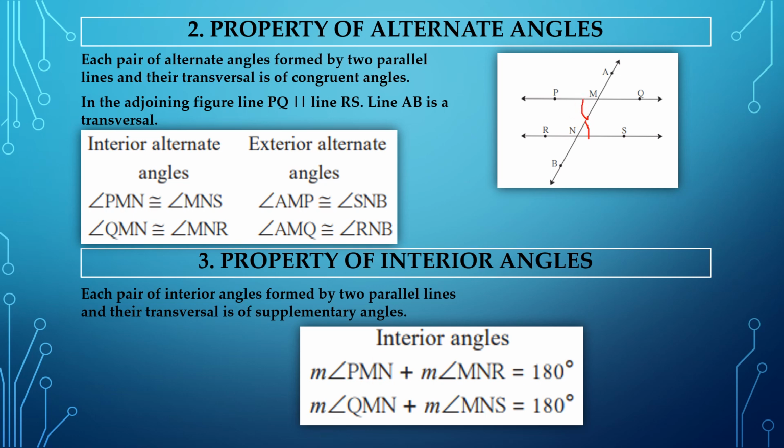I'll show you the interior angles with a different color. See, this is one pair of interior angles. So if you add both of these, they will form supplementary angles, that is 180 degrees. This is the property of interior angles. Now based on these properties, we are going to start with our next exercise.